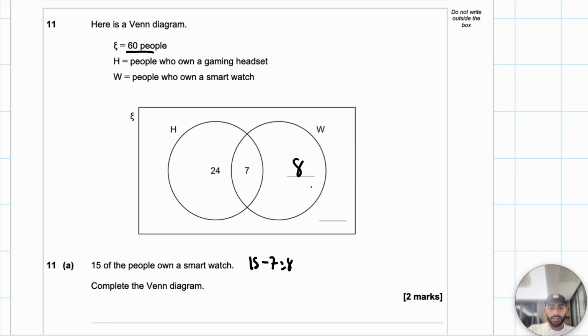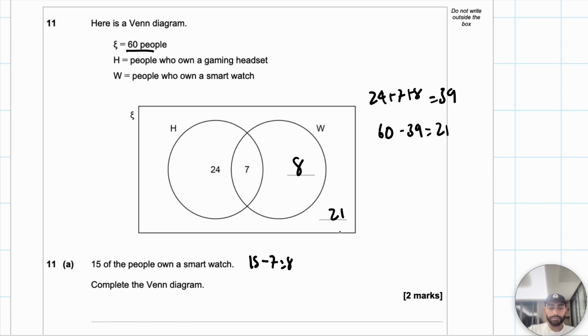24 add 7 add 8. That gives me 31, 39. I need to take that away from 60. 60, take away 39, which gives me 21.